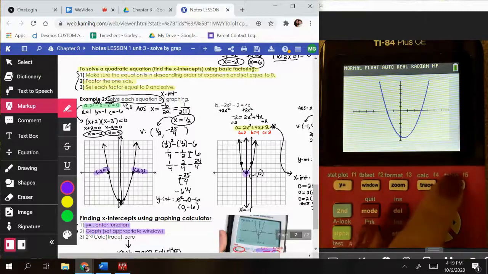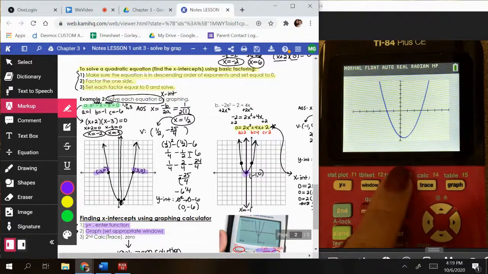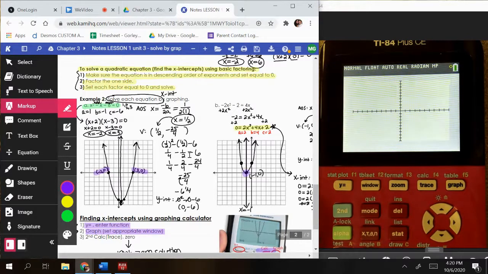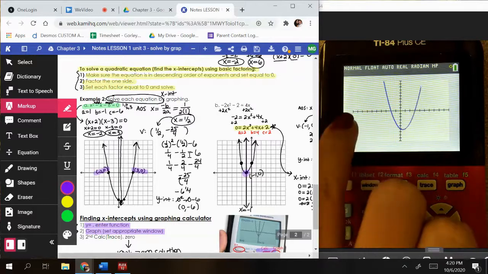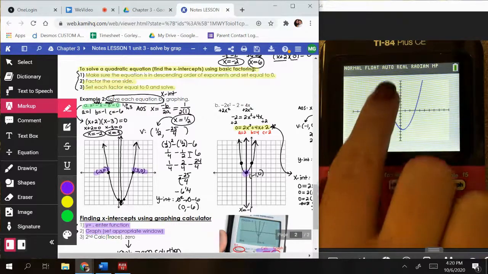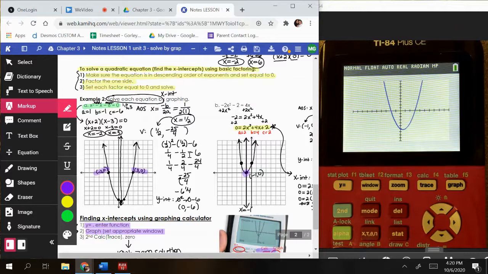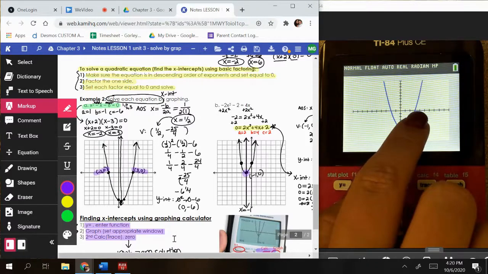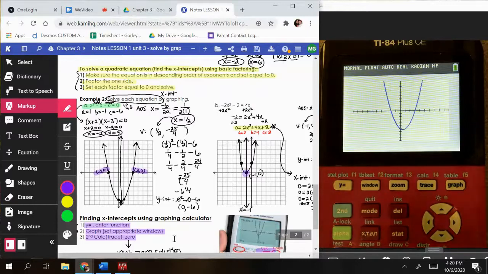Another way to quickly set the window, and this is the way I like better, is to go to zoom and just go down to zoom standard, because it'll give you a -10 to 10 window. So -10 to 10, -10 to 10. And that is just a quick way to adjust your window. Once I've hit graph and I've adjusted my window, then I'm going to do second calculate or second trace and calculate the zeros. I can tell just by looking at this. See how right now it looks like it goes through -2 and 3? But if you want to confirm it, you can go to second trace or calculate.